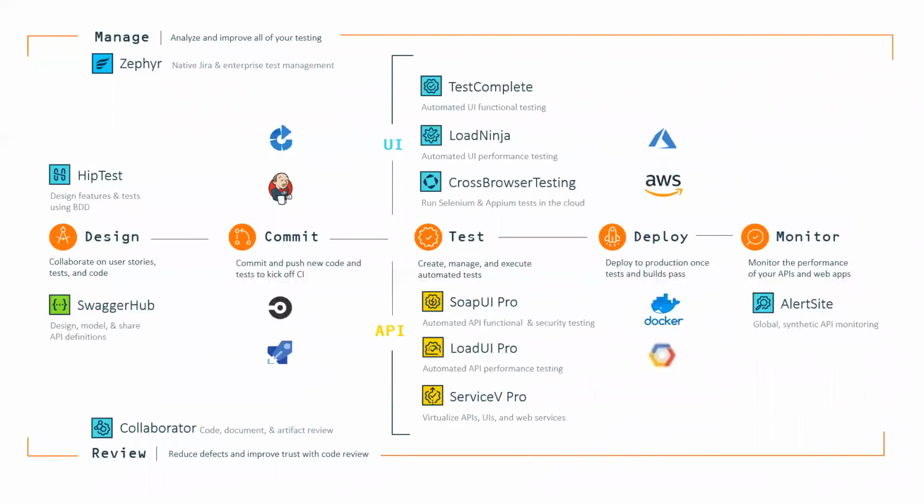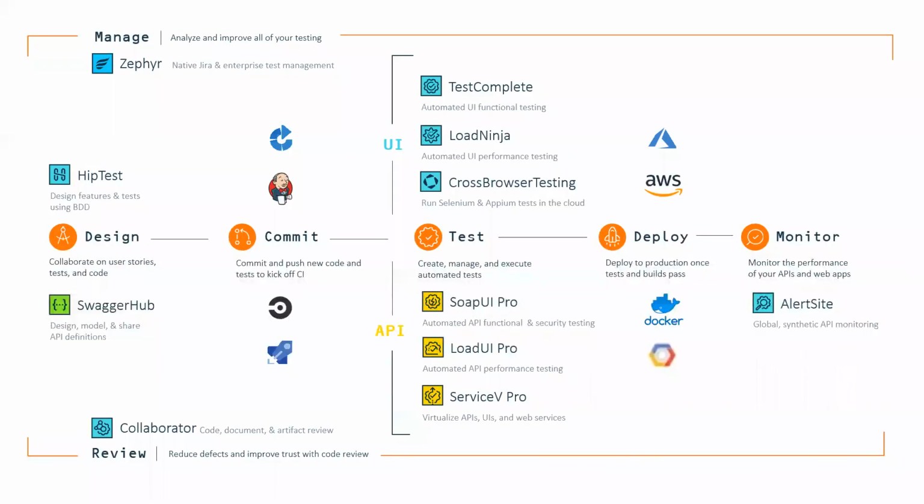Then when we go into commit, obviously we don't have any tools in terms of a commit phase as of now, but we do partner up with the likes of Jenkins, Bamboo, and many, many more different vendors, as you can see here as well. So essentially you design your application or your APIs or your automation going forward, then push that into the commit phase where you commit and push new code, then kick off your tests from a CI perspective.